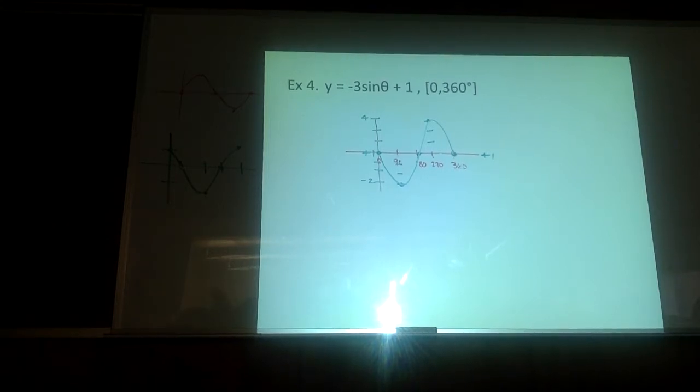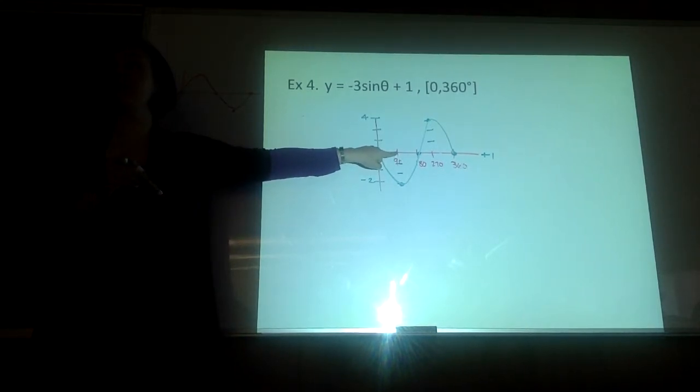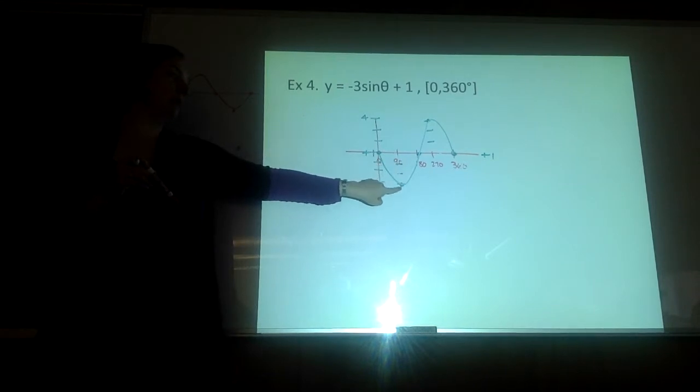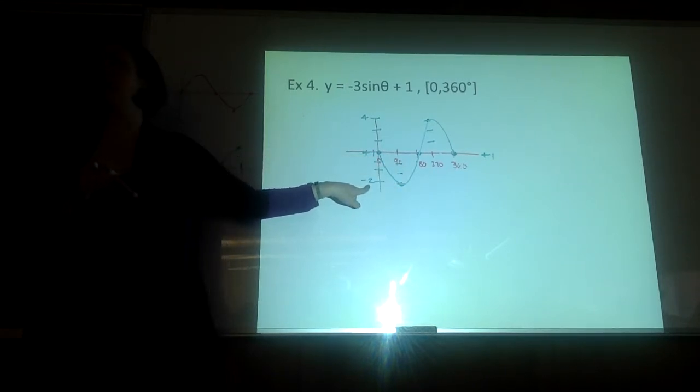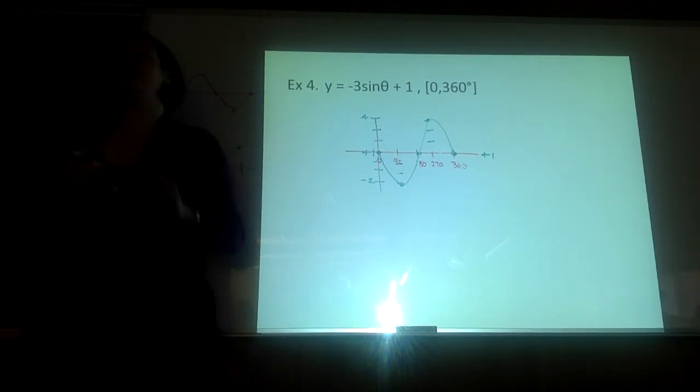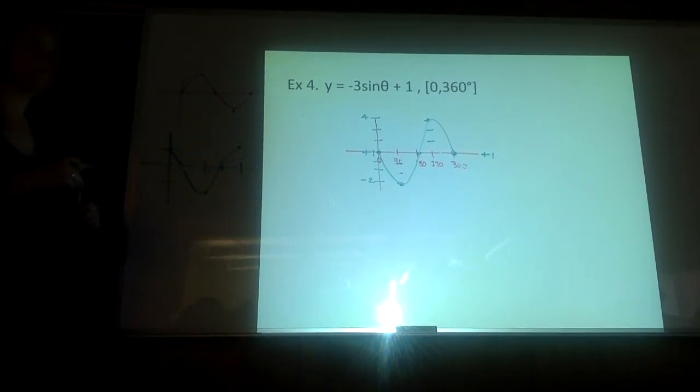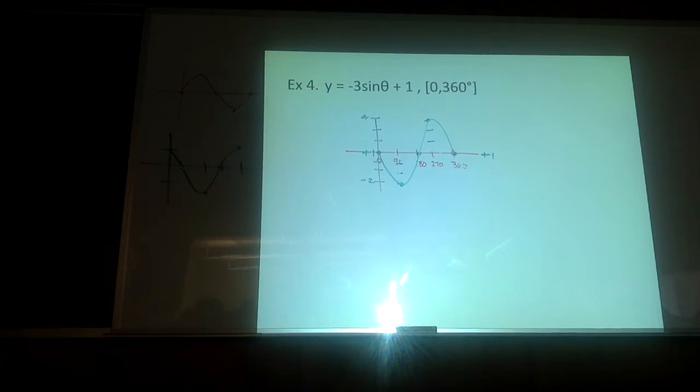Yes? You're counting from the center line. So -3 says go 1, 2, 3 down, so from 1 that corresponds to -2. Always use amplitude as a count. Good? All right, turn the page.